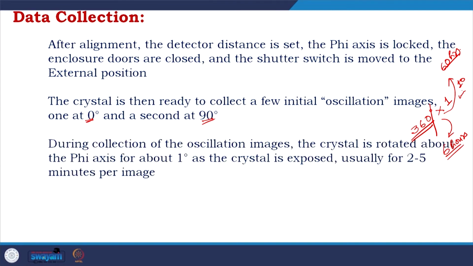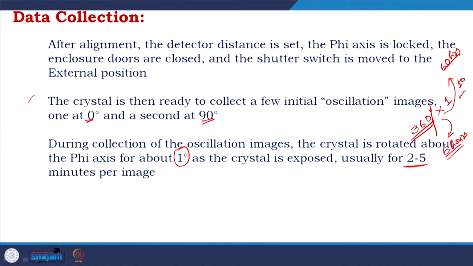During collection of the oscillation image, the crystal is rotated about the phi axis for about 1 degree. This also depends on you. You could make it 1 degree, 0.5 degree, 0.25 degree. As the crystal is exposed, on average 2 to 5 minutes per image we do, but that also depends on how your crystal is diffracting. So, this part you actually need expertise.